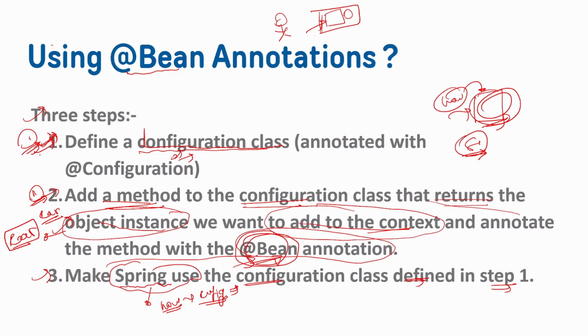First we need to create a configuration class using the configuration annotation. Then in this configuration class we need to add one method that will return the object instance we want to add to the context, with the bean annotation. In the 3rd step we make our Spring application aware of our configuration class by adding the configuration class to the Spring context.